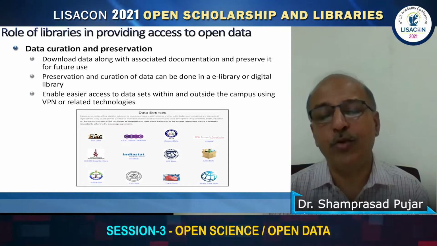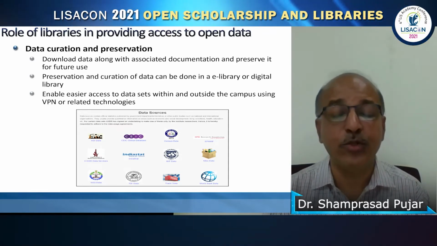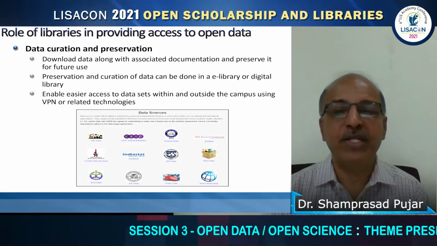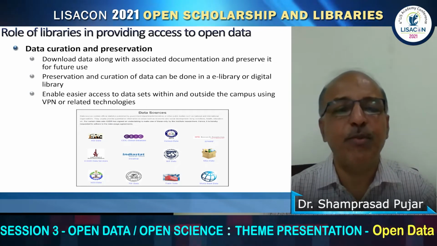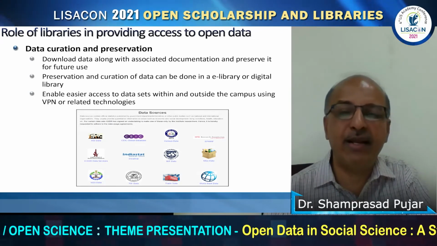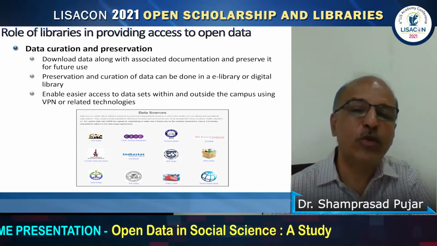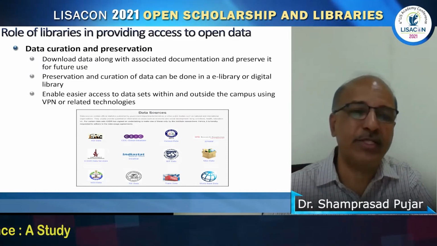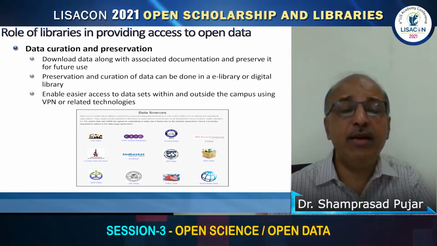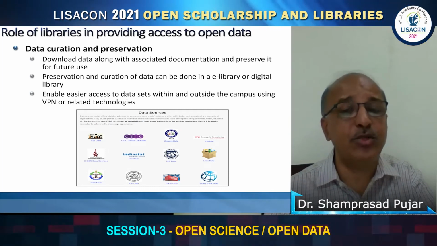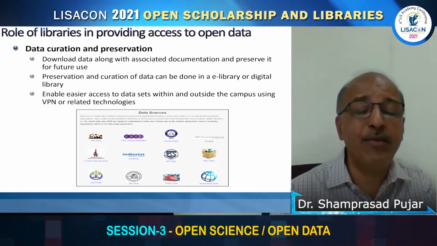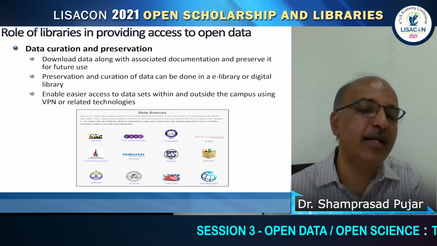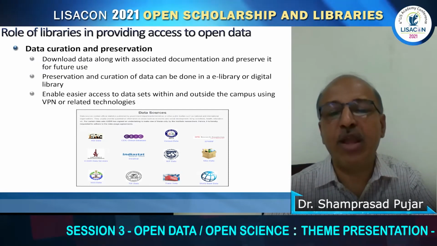You can download, and you already know how to develop a digital library, or you can create an e-library using Joomla or Drupal or WordPress, or provide only simple HTML links. Put it in one of your computer storage servers, and provide access by providing the links to the data sources. Not only making that available, enable easier access to data. Whatever you have downloaded needs to be accessible to your users. How can you do that? Within and outside the campus by using VPN, a virtual private network, or related off campus access technologies.